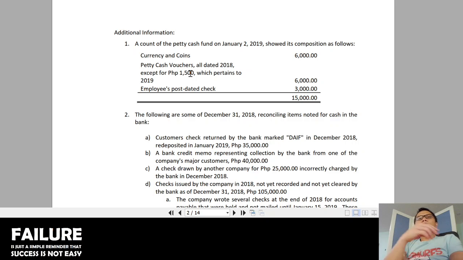Under the concept of cash and cash equivalent, di ba? Kasi covered na 'to sa financial accounting natin, cash and cash equivalent. Tama ba na itong mga petty cash expenses na 'to, i-present siya as part of petty cash fund? And tama ba na itong employee's post-dated check na 'to, i-present siya as petty cash fund? Obviously, itong currency and coins, tama talaga na i-present siya sa petty cash fund kasi actual na pera na nandun sa petty cash fund.